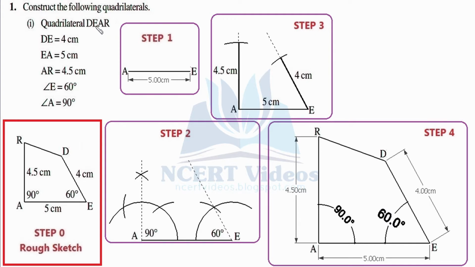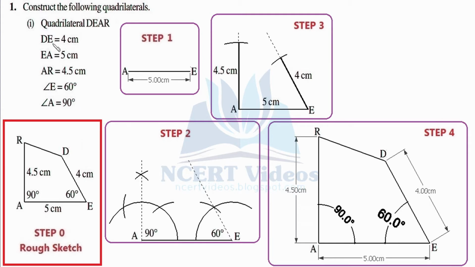So we are given with DE, it is continuous, therefore it must be the side of this quadrilateral that is given to us as 4 cm. Then we have line segment EA, again it is continuous, therefore it must be another side of this quadrilateral that is equal to 5 cm. Again we are given with the third side because it is continuous, AR, and its measurement is equal to 4.5 cm. And we are given measurement of two angles, angle E and angle A, as 60 degrees and 90 degrees respectively.